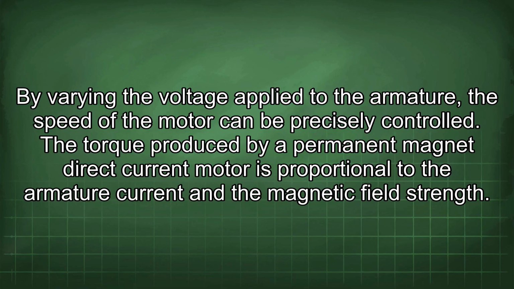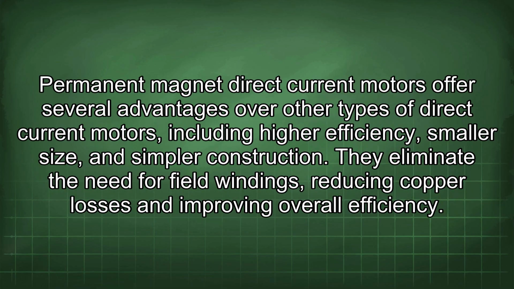The torque produced by a permanent magnet direct current motor is proportional to the armature current and the magnetic field strength. Permanent magnet direct current motors offer several advantages over other types of direct current motors, including higher efficiency, smaller size, and simpler construction. They eliminate the need for field windings, reducing copper losses and improving overall efficiency.